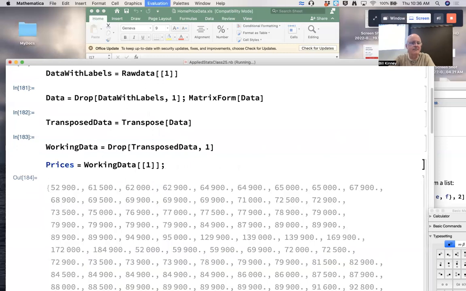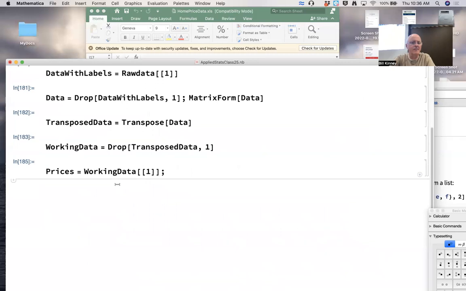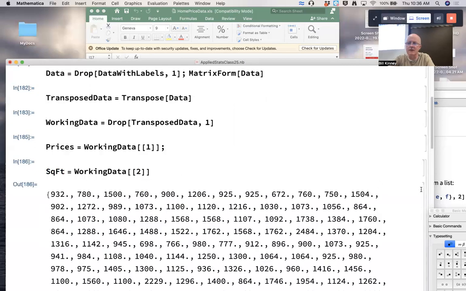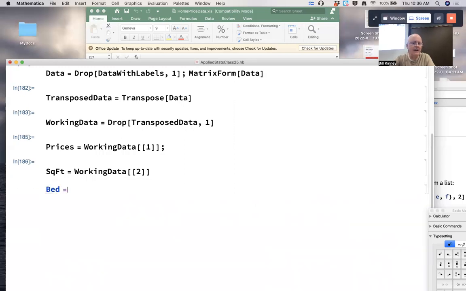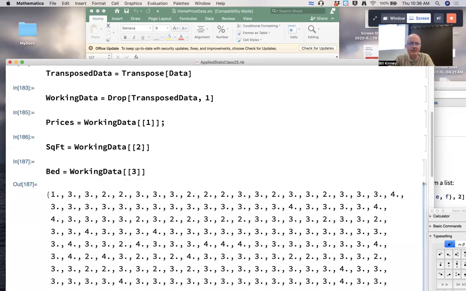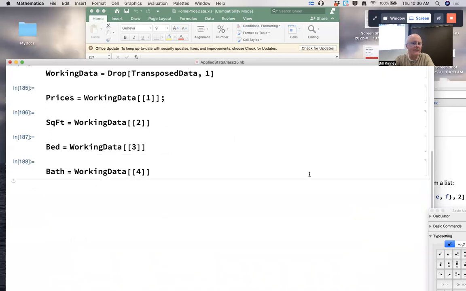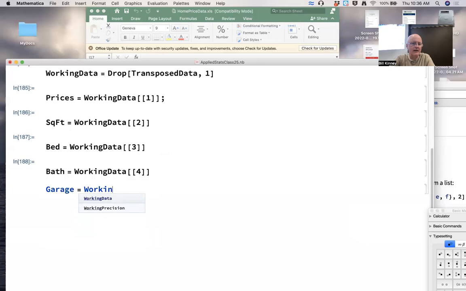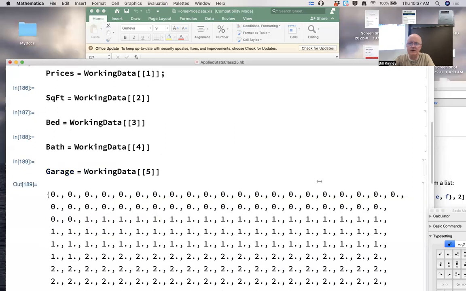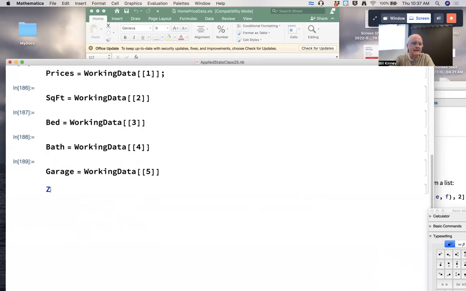I should call it prices. I could do square footage as working data 2. Those are just the square footages. I could do bed as working data 3. Those are just the number of bedrooms. Bath as working data 4, number of bathrooms, including half baths. Garage as working data 5, many of these were zeros, and zip as working data 6.